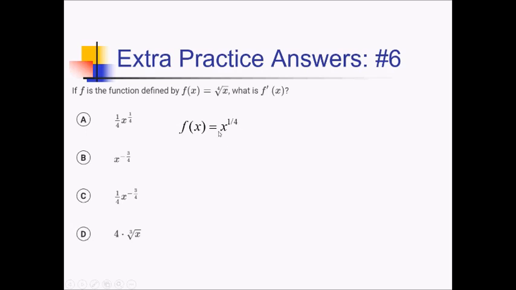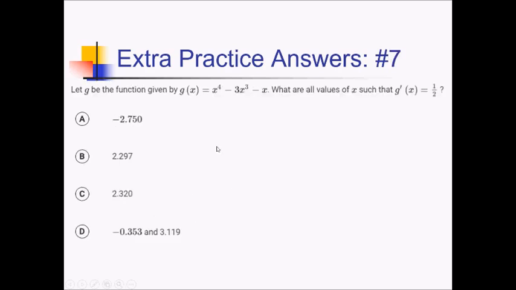So this is going to be 1/4 x to the, let's see, 1/4 minus 1 is 1/4 minus 4/4. So that's going to be negative 3/4 if I do that subtraction. And it looks like I do actually have the answer choice I'm looking for. No conversion to any other form needed. Choice C.